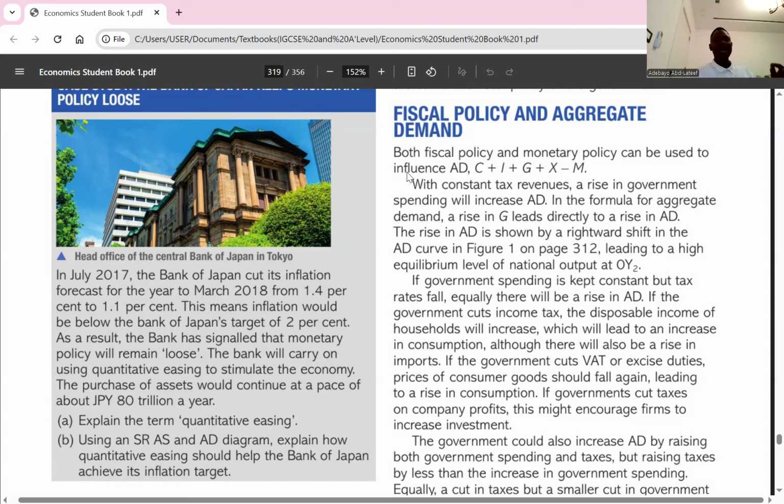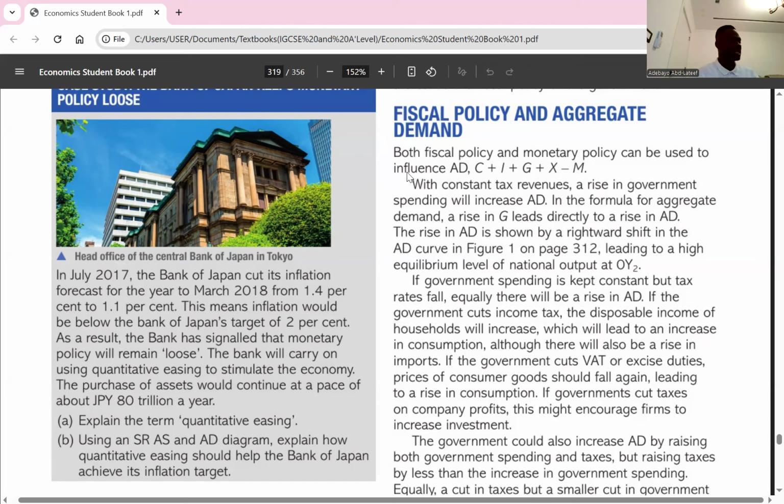Get the point here? An increase in tax revenue means government will have much more money available to spend. And government spending is increasing. Government spending is one of the components of aggregate demand. So if government spending is increasing, it simply means aggregate demand would increase. I think the point is clear. That's one way in which aggregate demand can increase. Another one is if government spending doesn't change, but the tax rate falls, AD is also expected to rise.